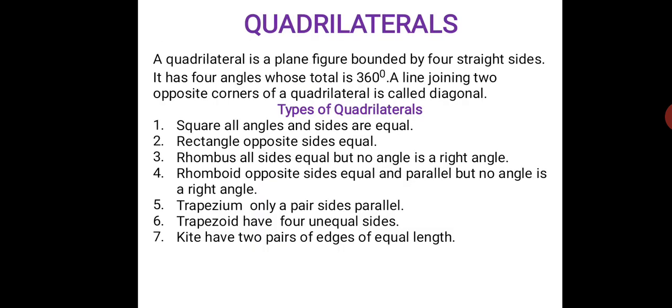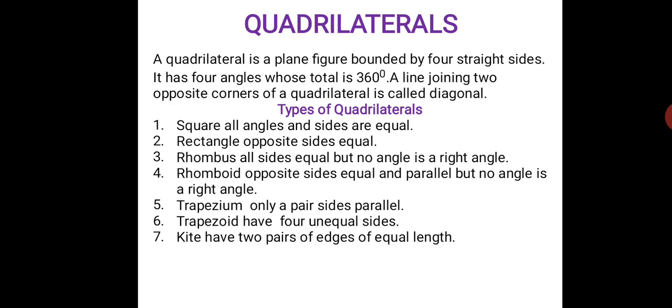Now I have quadrilaterals. A quadrilateral is a plane figure bounded by 4 straight sides. It has 4 angles, whose total is 360 degrees. That means in a quadrilateral, all the angles will sum up to 360 degrees, unlike a triangle whose sum is 180 degrees. A line joining two opposite corners of a quadrilateral is called a diagonal.